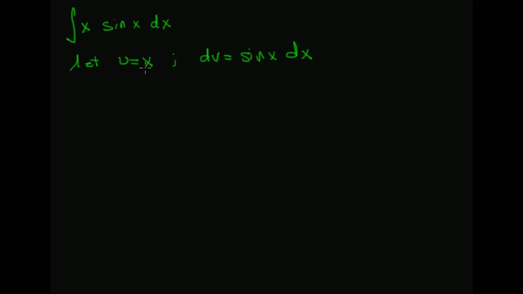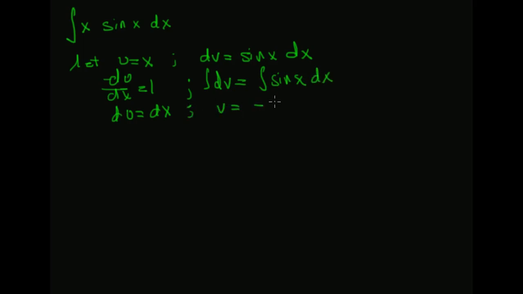All right, so on this part, we're going to take the derivative. We're going to go du/dx is equal to 1, which means that du is equal to dx. On this side, we're going to take an antiderivative. The antiderivative of dv is the antiderivative of sine of x dx, which means that v is negative cosine of x. Okay, so I use my formula. My formula says the integral of u dv is equal to uv minus the integral of v du.